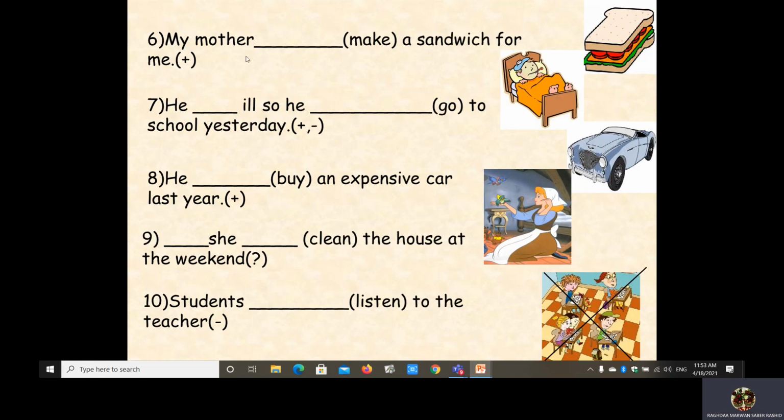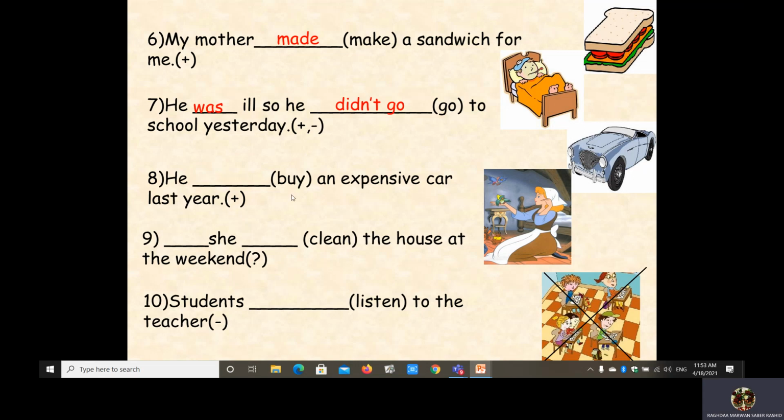My mother does a sandwich for me. Make it affirmative. The past of make is made. My mother made a sandwich for me. Okay, he wants you, the first one, to make it affirmative and the next one to make it negative. So what will you say? He was ill, so he didn't go to school yesterday. Again, the first one affirmative, was, the second one negative, didn't go. He was ill, so he didn't go to the school yesterday.